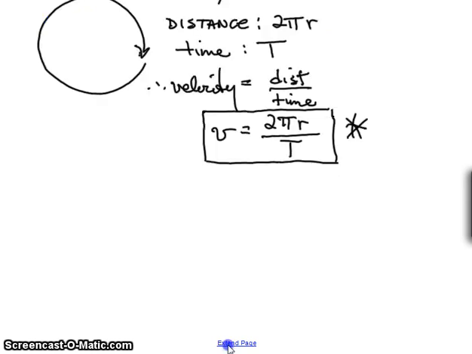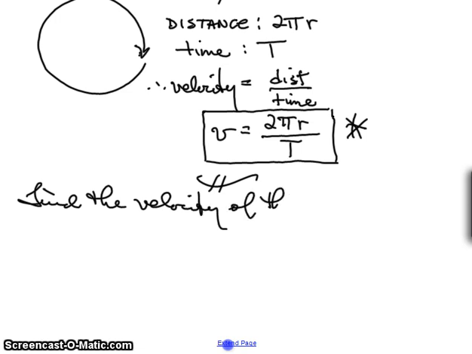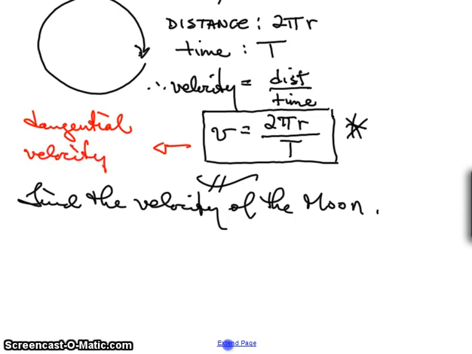Let's look at an application of that. Let's find the velocity of the moon. Now, this, I should mention, is actually called the tangential velocity. It's the velocity of an object spinning around that if you were to let it go, it would fly off in a straight line like that. So that's the tangent velocity. You spin it around like a slingshot and you let it go and it goes off in that velocity. That's the v equals 2 pi r over T.